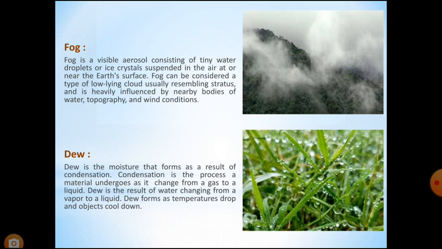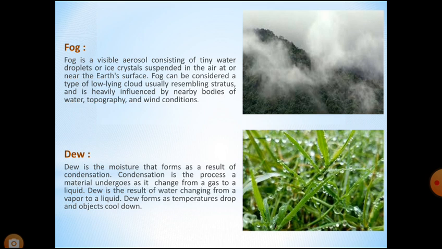Fog is a visible aerosol consisting of tiny particles. Here the meaning of aerosol means spray-like. It is like spray. Water droplets or ice crystals suspended in the air at or near the Earth's surface. Fog can be considered a type of low-lying cloud usually resembling stratus.